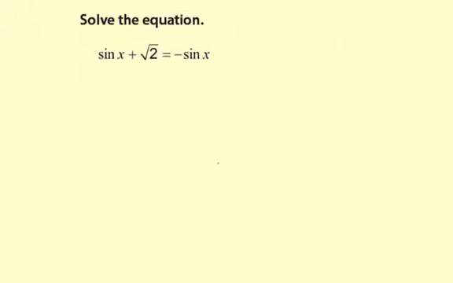Solve the equation sine of x plus square root 2 equals negative sine of x. First thing I'm going to do is add sine of x to both sides. It's going to make 2 sine x plus the square root of 2 equals 0.